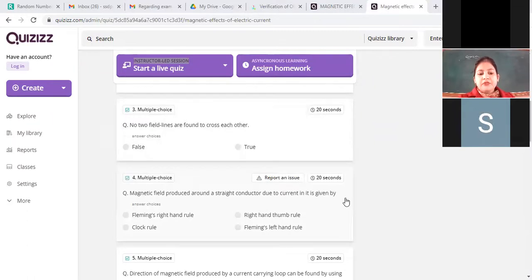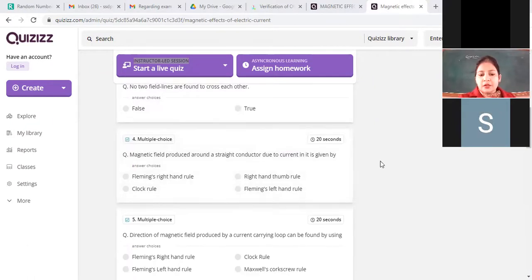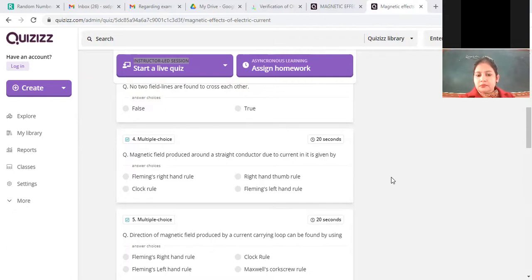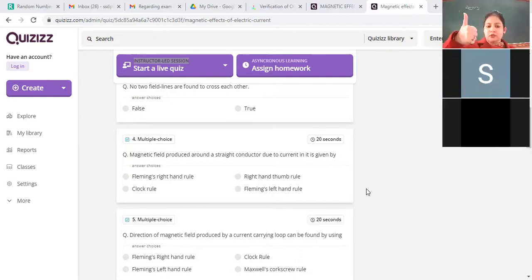Fourth, magnetic field produced around a straight conductor due to current in it is given by which rule? Straight conductor carrying current, which rule gives the magnetic field due to it? Rishit? Ma'am, right hand thumb rule. It's Maxwell's right hand thumb rule. So we have a current carrying conductor and the curling of the fingers gives the direction of magnetic lines. Right.